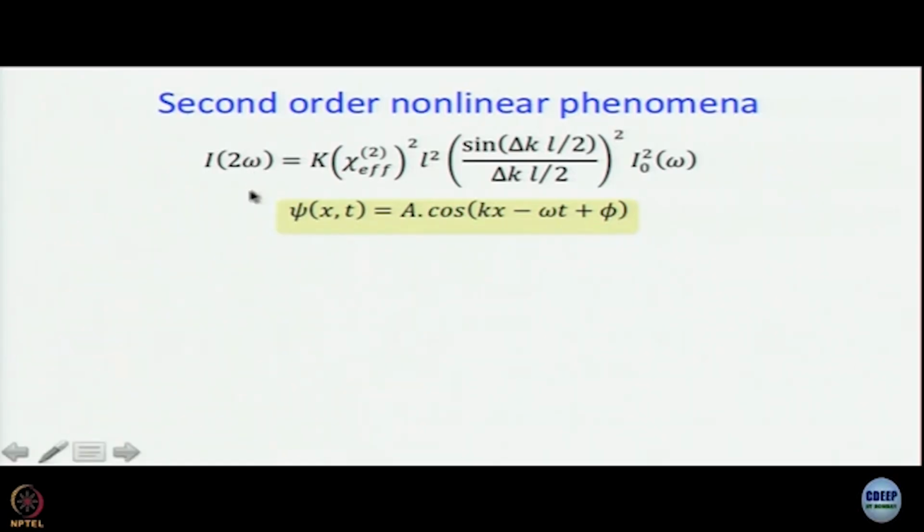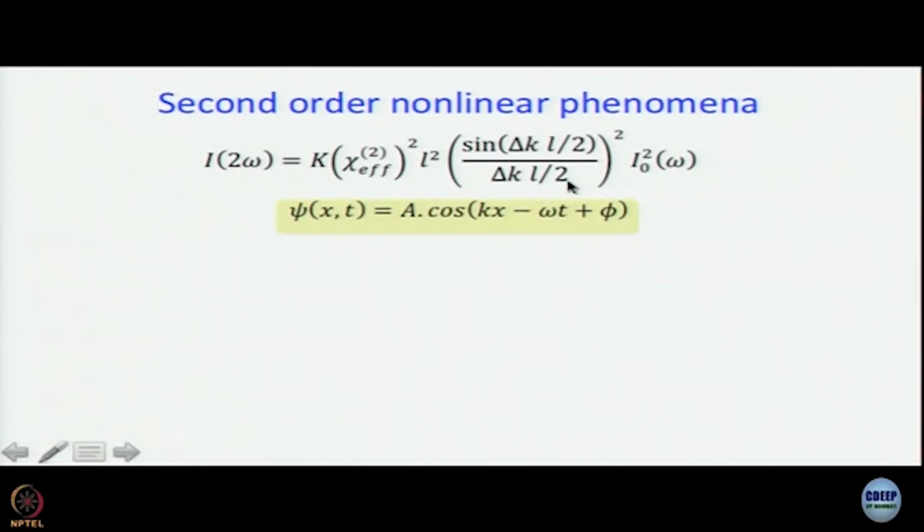But look at the expression for intensity of the second harmonic. Intensity of second harmonic is equal to some constant k multiplied by the square of the second order nonlinear susceptibility, multiplied by L square, where L is the length of the crystal, multiplied by our old friend sin(delta k L by 2) divided by (delta k L by 2), squared. Where have we encountered this function? Does it ring a bell? Sin square theta by theta square. Where have we encountered this?